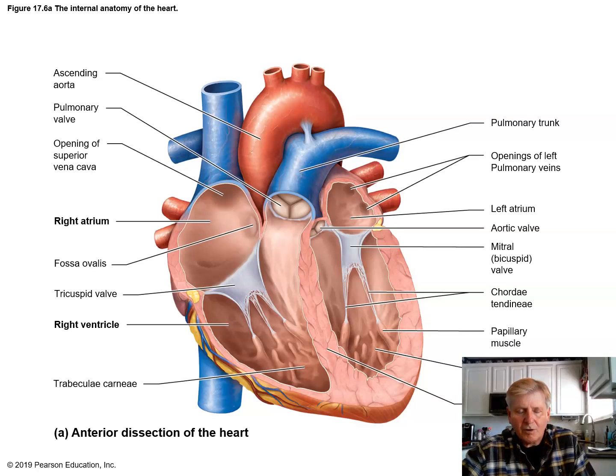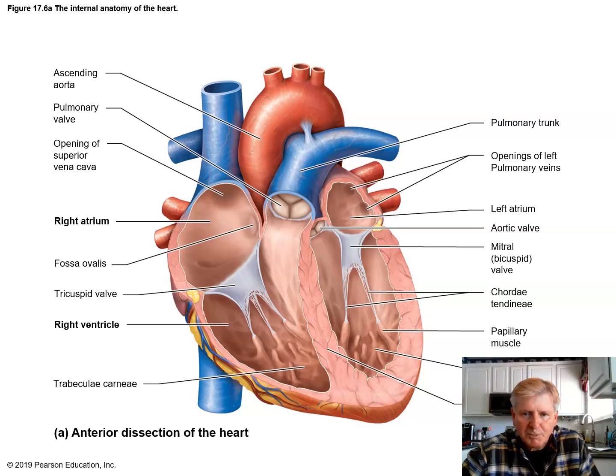Because remember, you don't have 2 separate pumps in the fetal heart. And that's because the oxygenated blood is being delivered from the mother's placenta, the chorionic villi in the placenta, which is where the blood is exchanged between the mother and the then growing and developing fetus. So that fossa ovalis is the remnant of that foramen ovale after the foramen ovale closes at birth.